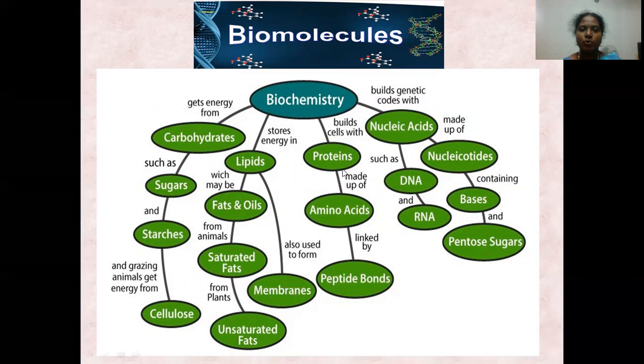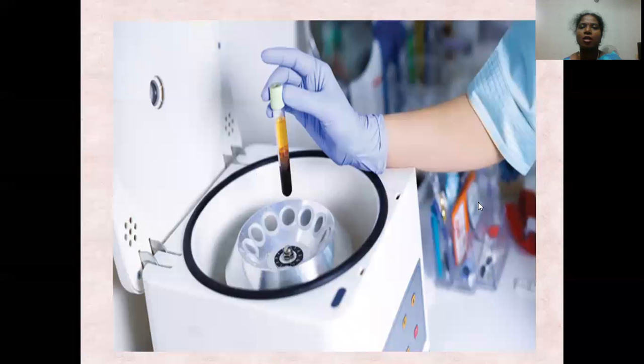can also be used to form the membranes. It builds cells with proteins, amino acids, and peptide bonds. Nucleic acids go into synthesis of DNA and RNA. They are made up of nucleotides containing bases and the pentose sugar.